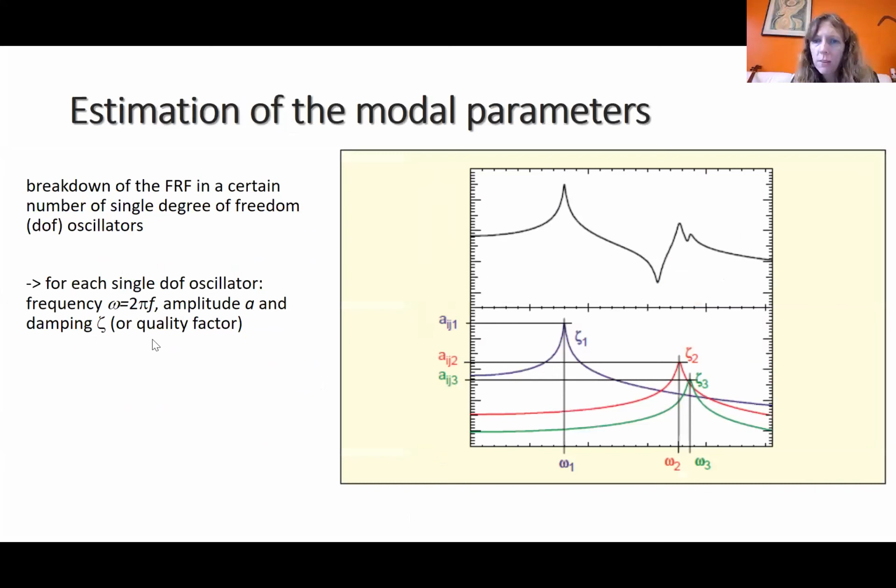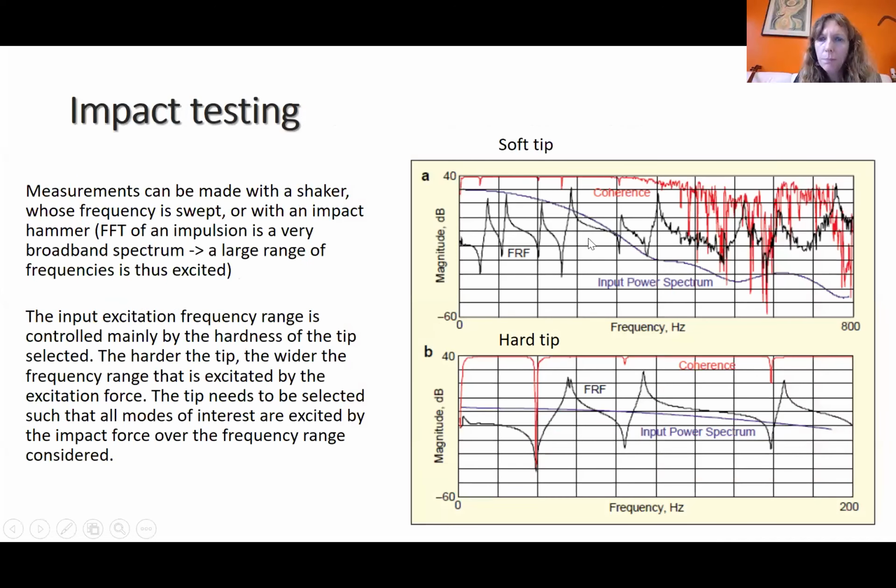Let me go back to this figure. Here you have different curves. The bluish curve is the response of the hammer. You can see that it has a lot of frequencies, but at the same time, the energy of the hammer is definitely much lower at higher frequencies than it is at low frequency. The black curve is a frequency response function, so the response divided by the input.